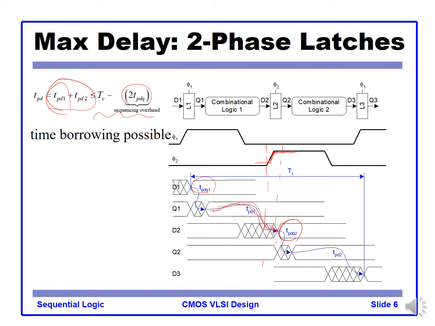In this way we have what we call time borrowing. We borrow time for the combinational logic operation from the combinational logic 2 path, right? So we can allocate the completion time for combinational logic 1 slightly greater than for combinational logic 2. But the sum of those two combinational logic delays must be less than approximately 1 clock cycle.